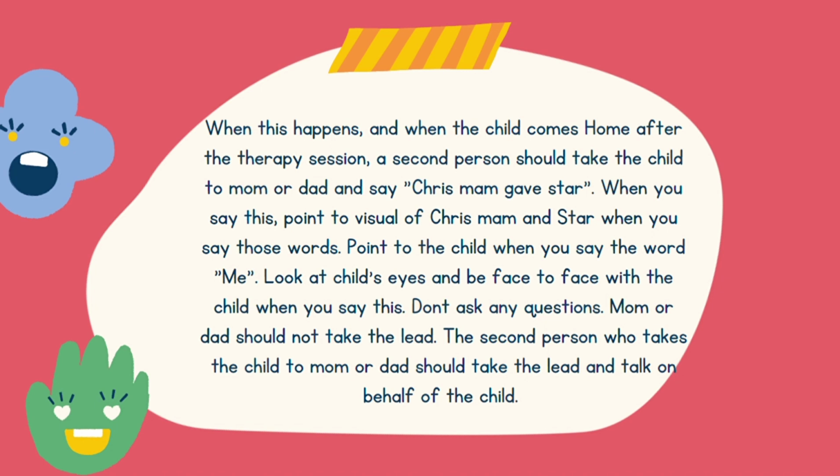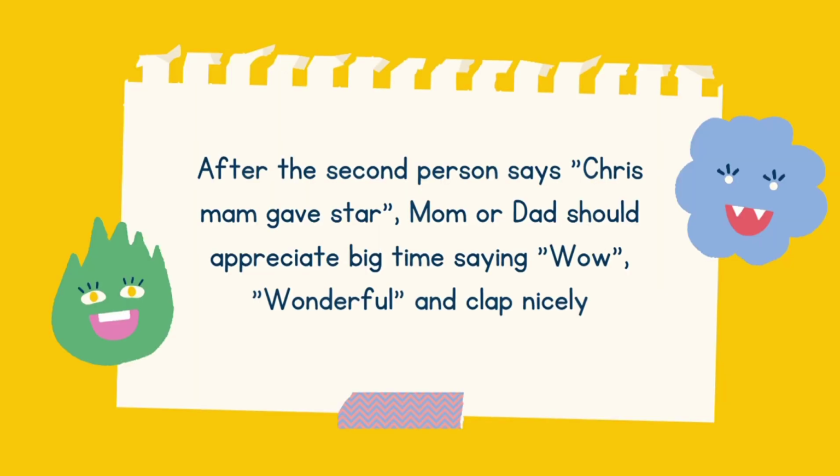When you say those words, point to the child when you say the word me. Look at the child's eyes and be face to face with the child when you say this. Don't ask any questions. Mom or dad should not take the lead. The second person who takes the child to mom or dad should take the lead and talk on behalf of the child. After the second person says, Chris ma'am gave star, mom or dad should appreciate big time, saying, wow, wonderful, and clap nicely.